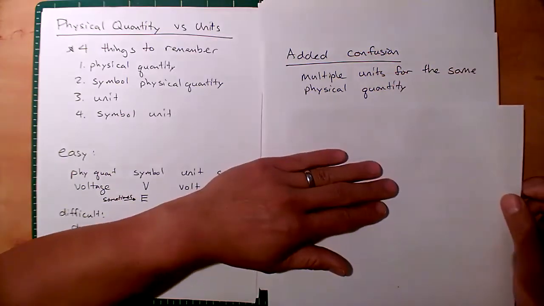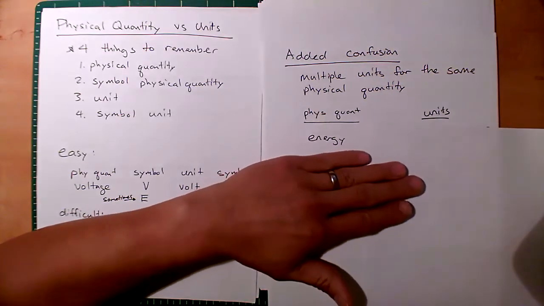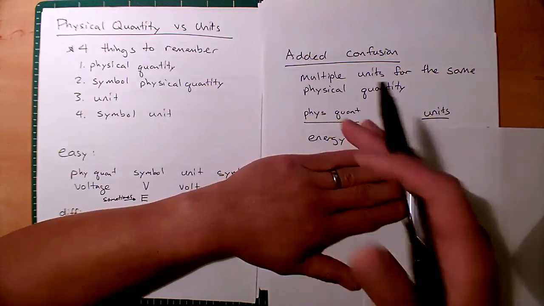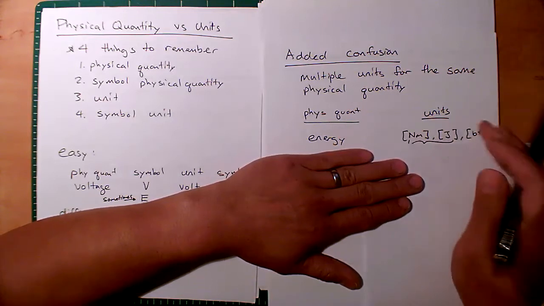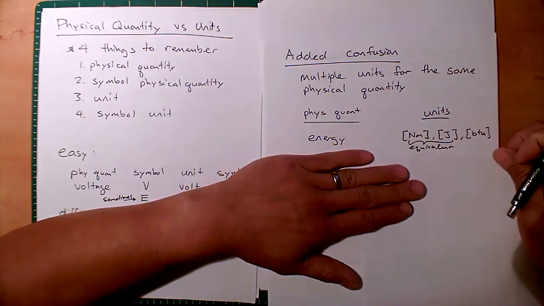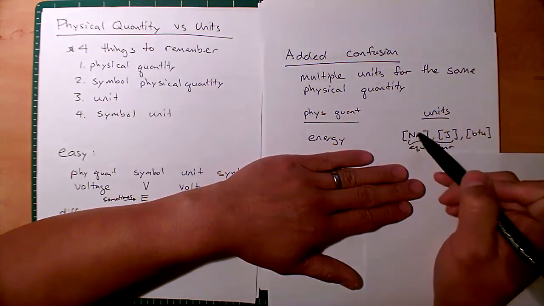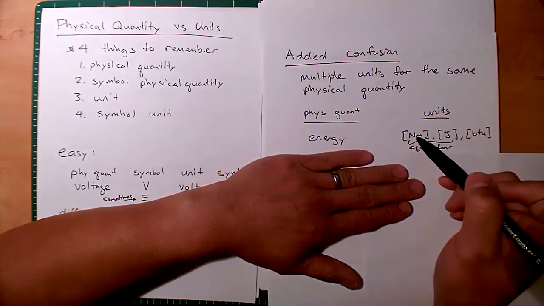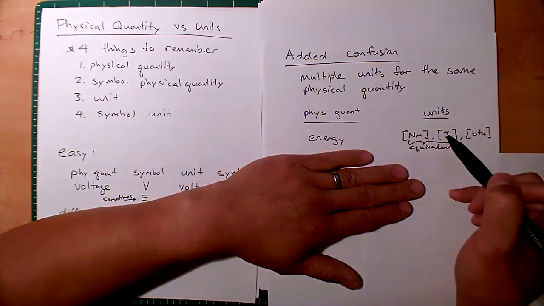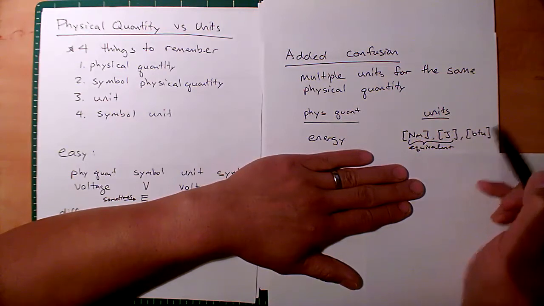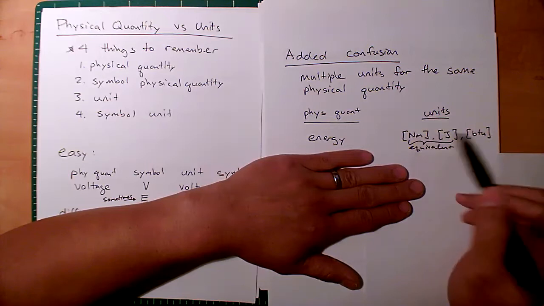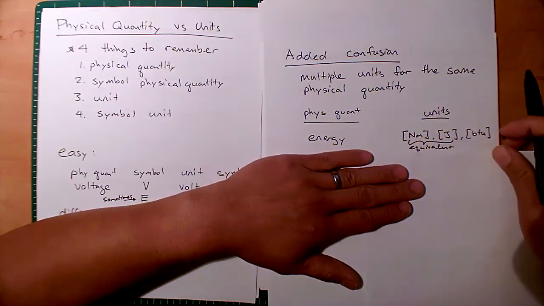Here are some fundamental examples. Here's energy, a physical quantity, and we have many units. I don't know if you knew this, but a joule and a Newton meter are actually equivalent. A Newton meter we think of as torque, but it's actually equivalent in units to energy, which is joules. You also have a BTU, British Thermal Unit. This is also a unit of energy. Now, it's not equivalent to a joule or Newton meter, but it's another unit of energy.